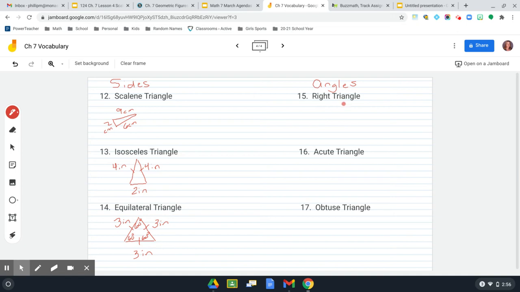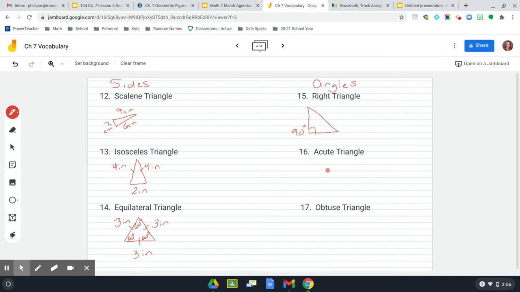Okay, so let's talk about the triangles that you can classify by the angles. A right triangle. The definition says one angle is a right angle. One way I can draw this is a triangle that has that right 90-degree angle like this, right? It just has to show one angle is a right angle. You can classify that triangle as a right triangle because you see that 90-degree angle.